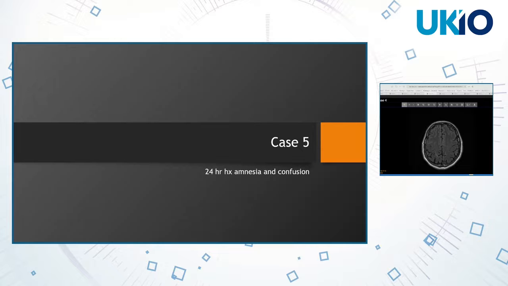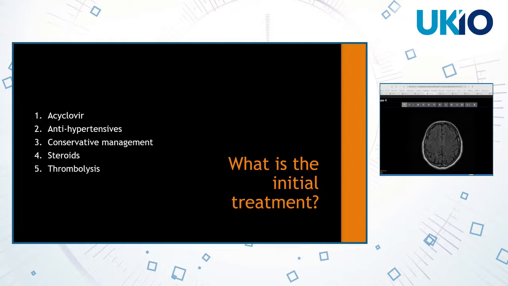Okay, we're already on to case 5. So this is a patient who presents with amnesia and confusion. And the question here is, what should be the initial treatment? So are we going to see something where this patient needs antivirals, antihypertensives, nothing, steroids, or thrombolysis? Okay, so if you head over to case 5, and I will do the same.